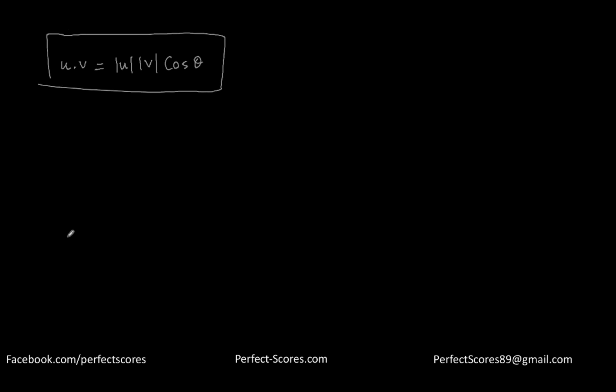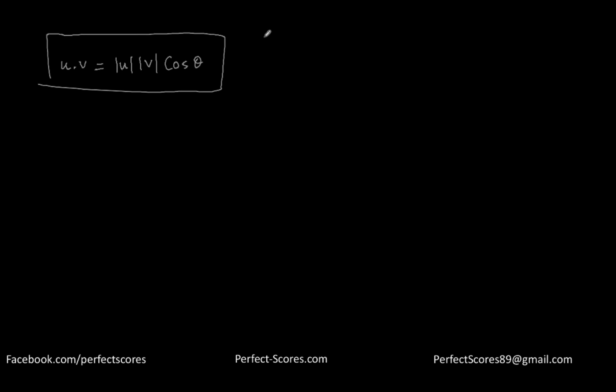If you've seen the previous video, we actually defined what the scalar product is. I'm just going to revise it: if you have two vectors u and v, then the scalar product or the dot product is equal to the magnitude of u into the magnitude of v into the cosine of the angle between both the vectors. This was the scalar product of two vectors.